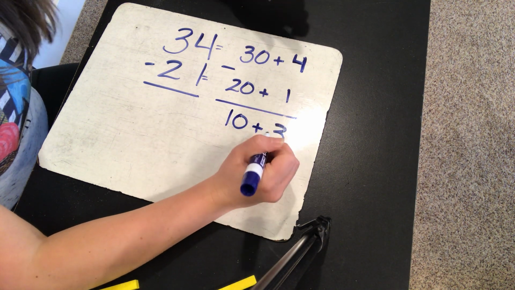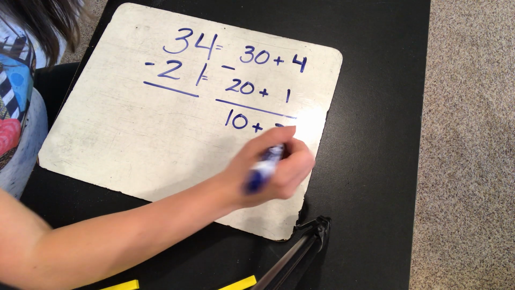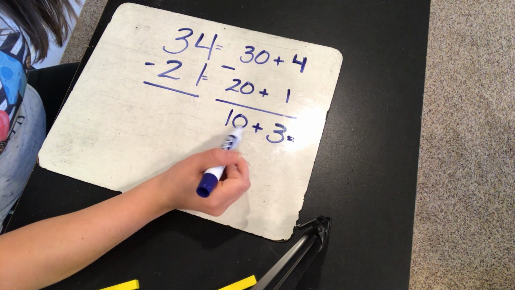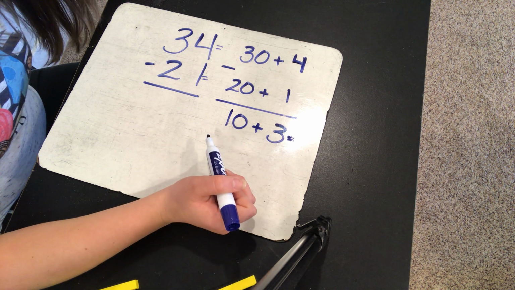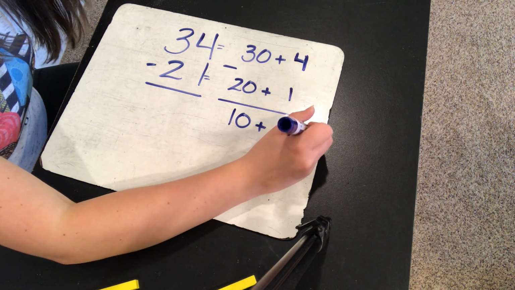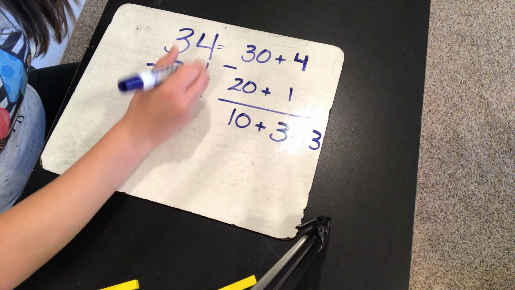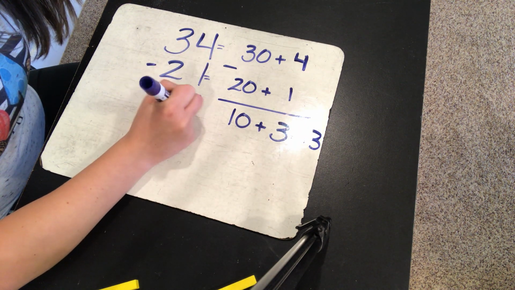Okay, so now my plus signs stay the same. I can solve and figure out the answer right here. What is 10 plus 3? 10 plus 3 is 13. So 34 minus 21 is 13.